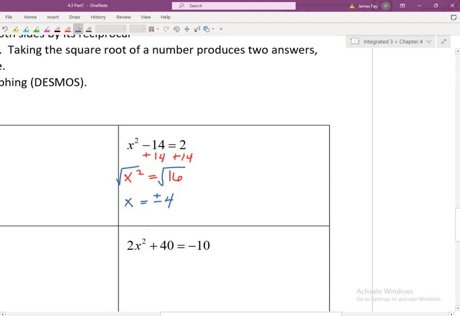Yeah. Okay. Now, if we don't put the plus or minus on there, will that get us marked off? Yes, because there are two answers, and you would only be providing one.